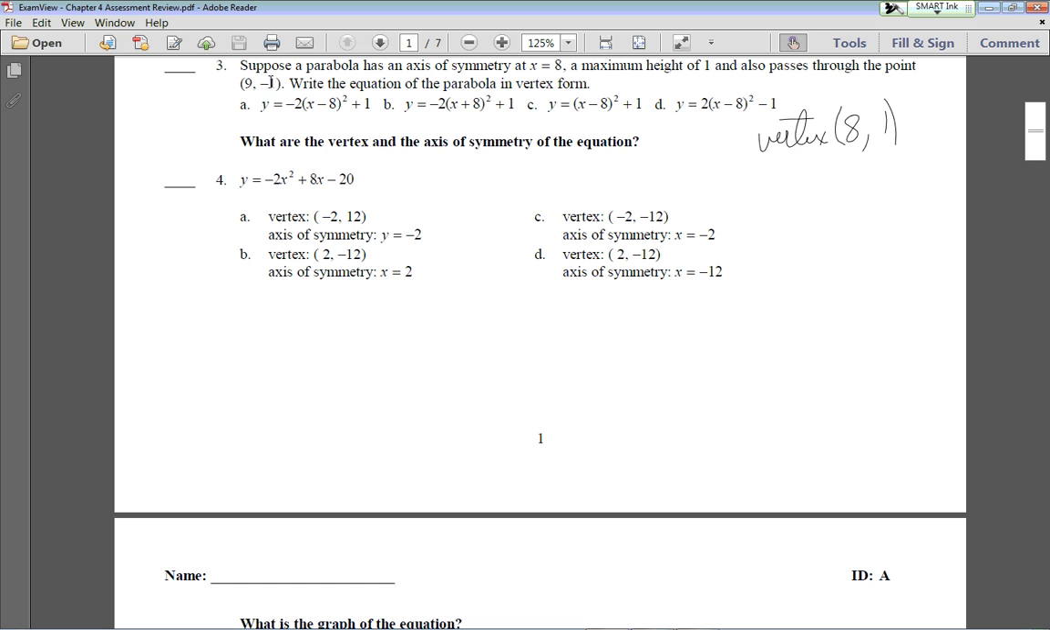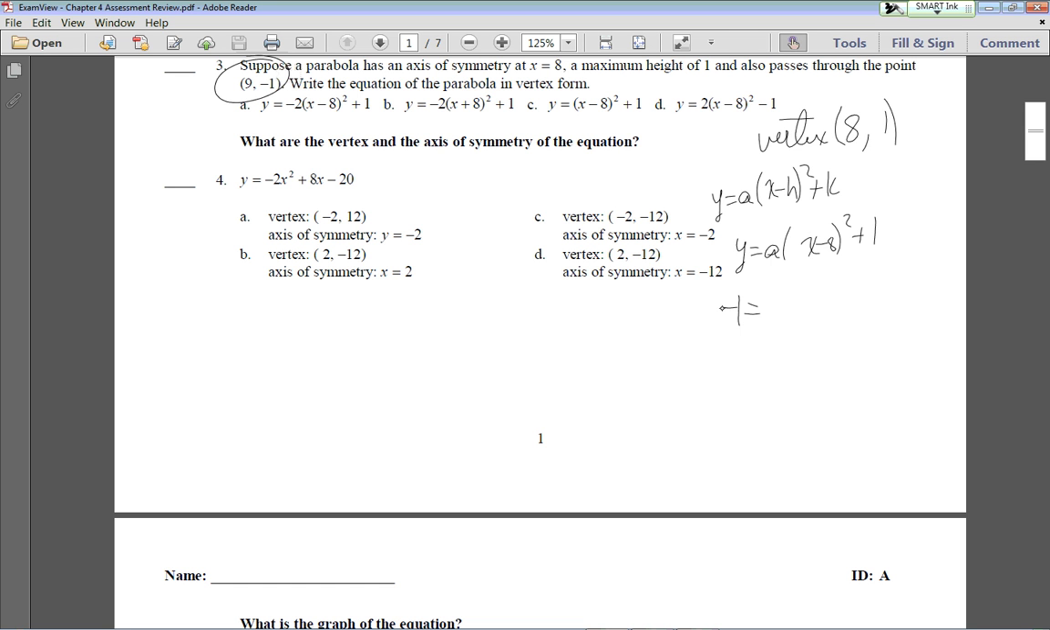Now we need to write this in vertex form. Well, we know vertex form is y equals a times x minus h quantity squared plus k. So we know that y equals a times x minus 8 squared plus 1. Now, this 9, negative 1 is important. We're going to put the 9 in for x and then negative 1 in for y.